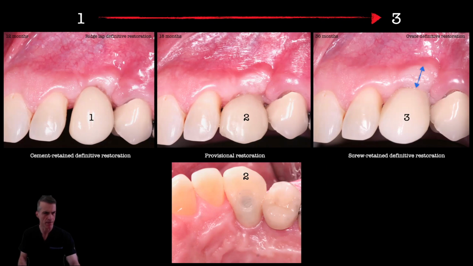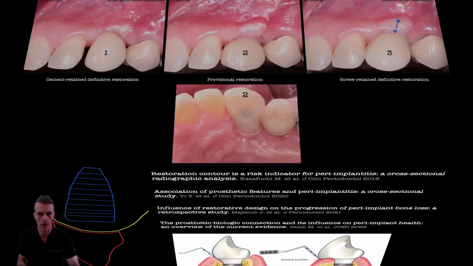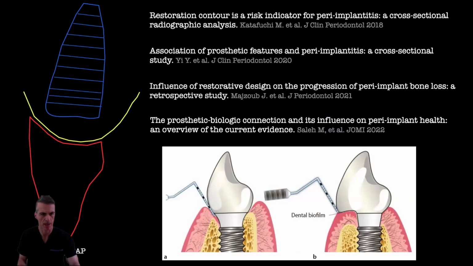So what I identified on restoration number one was a ridge lap. Apart from being a cement-retained restoration, it had a tremendous ridge lap. It took me a long time to get from point A to point B, basically from picture 1 to picture 3. But definitely being able to identify the presence of a ridge lap was a key aspect in the final successful outcome. So basically, this is what happened. The first restoration that had a ridge lap looks something like this.